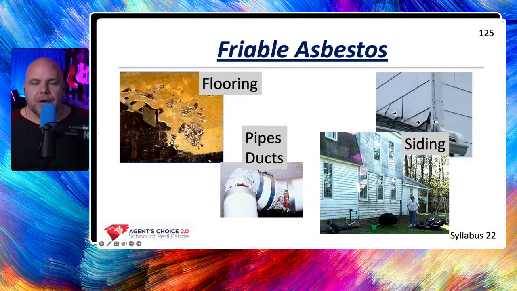Asbestos was used in all kinds of products. It's a great product because it's resistant to fire. It's great for insulation. It just happens to cause cancer. So there's that little downside, right?